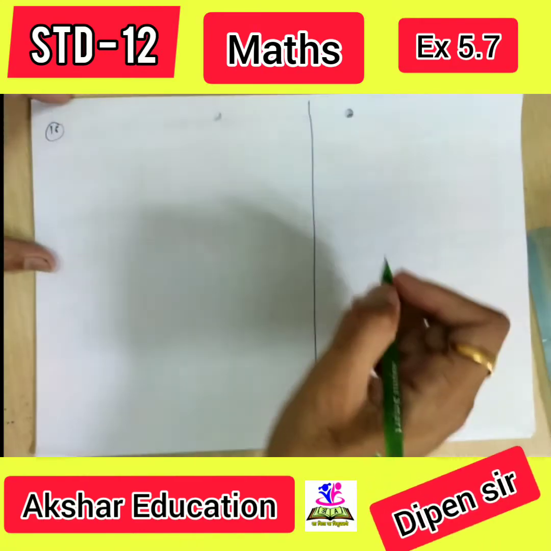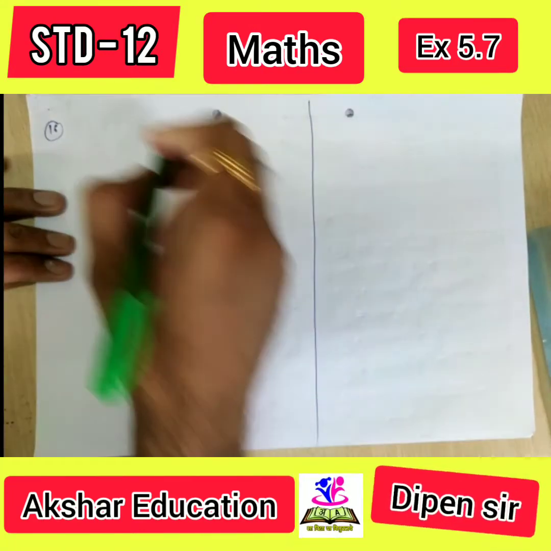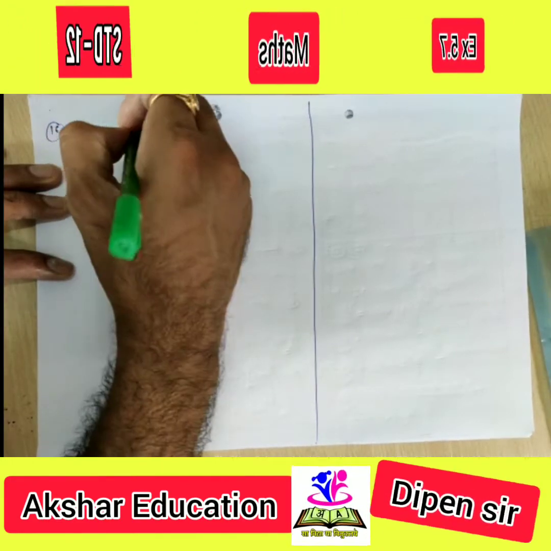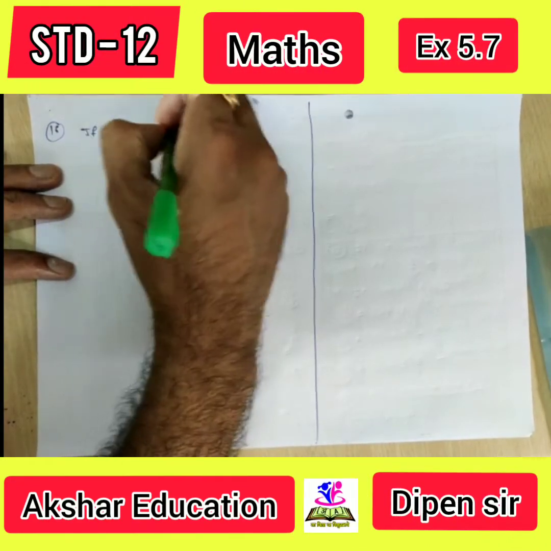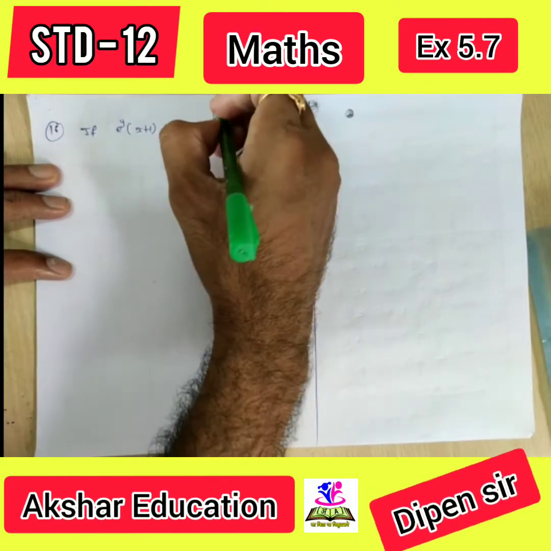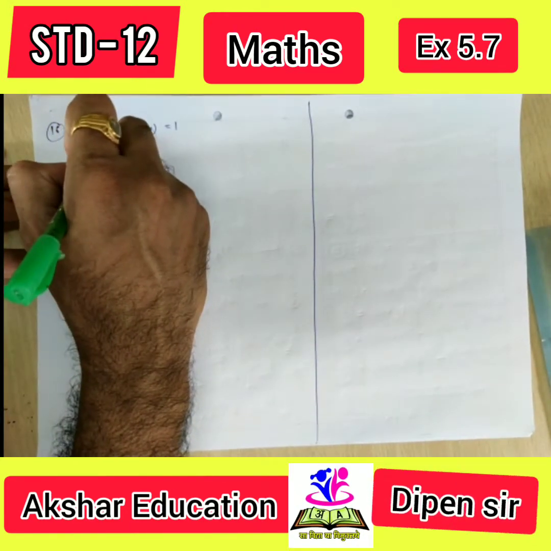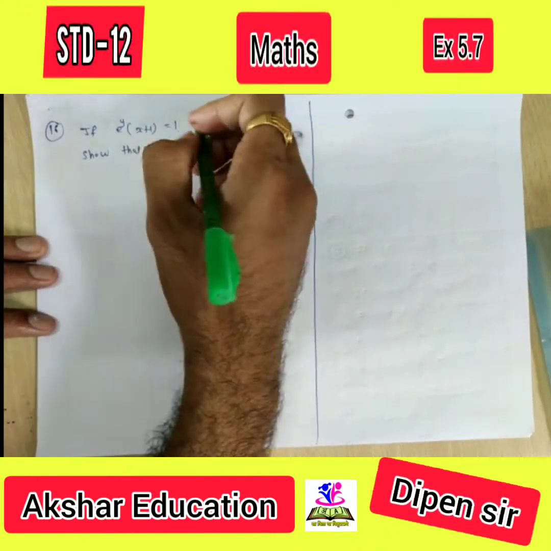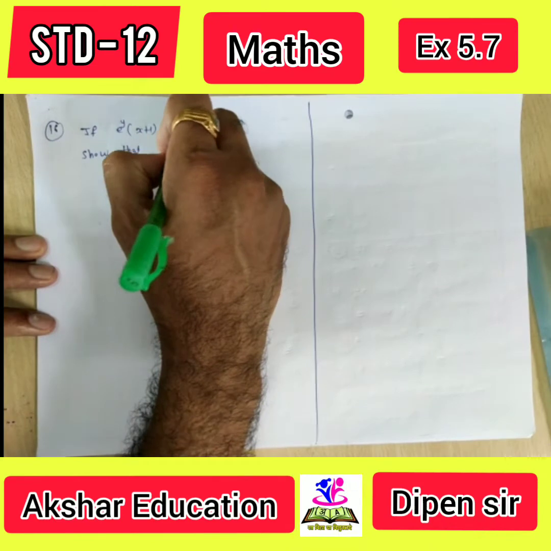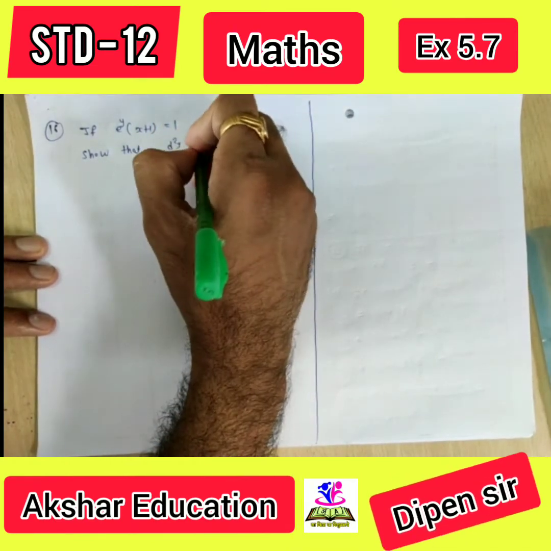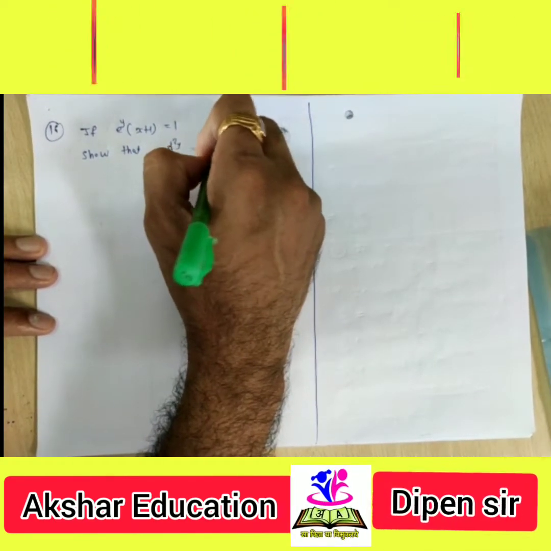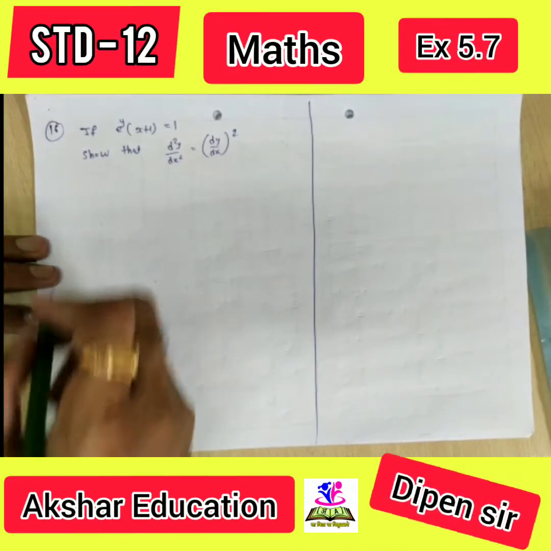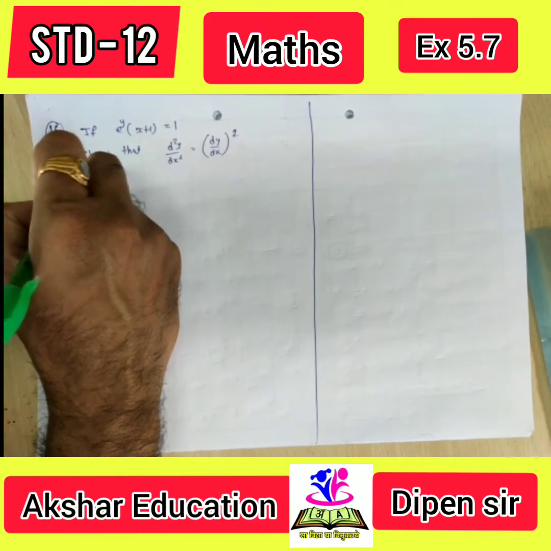Question 16: we are given that e raised to y into (x plus 1) equals 1, and you have to prove that d square y by dx square equals (dy by dx) whole square. Done. So now, solution.